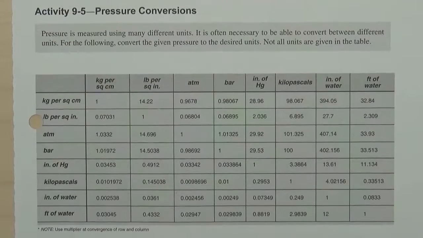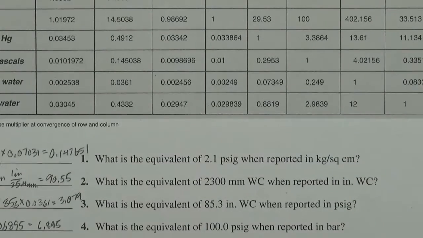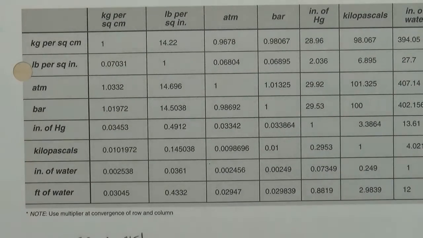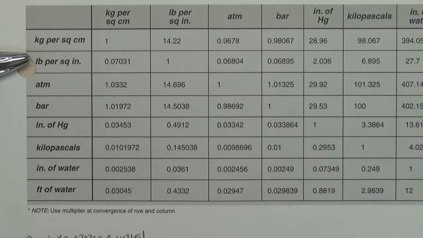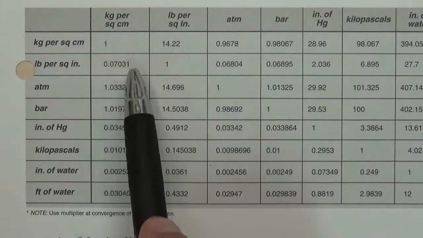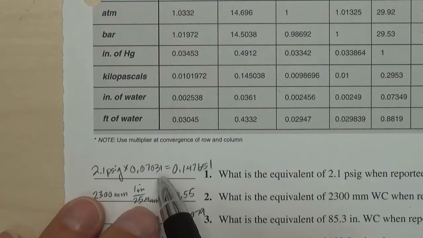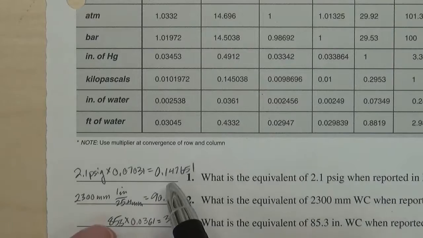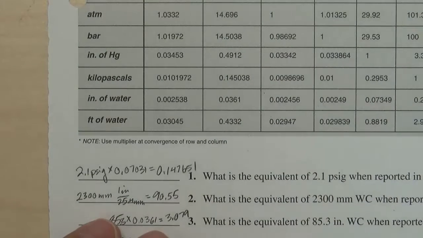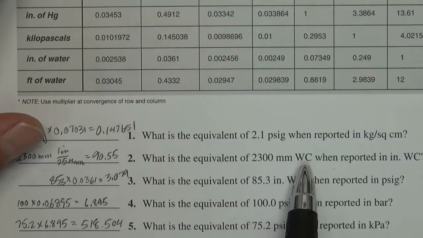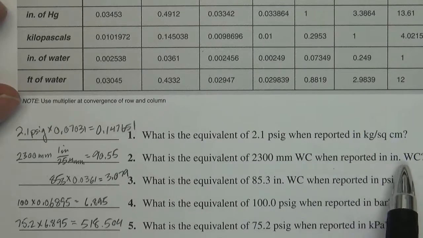Okay, so we're going to just do a bunch of unit conversions, in other words. It says, what is the equivalent of 2.1 psi gauge when reported in kilograms per square centimeter? So I'm going to start with what I have. My unit is pounds per square inch, and I want to go over to kilograms per square centimeter, and that's the first one right here, 0.07. So I'm just going to multiply my 2.1 times 0.07031, and I get this long number, and you don't need to take it out to this many decimal places, 0.147651.